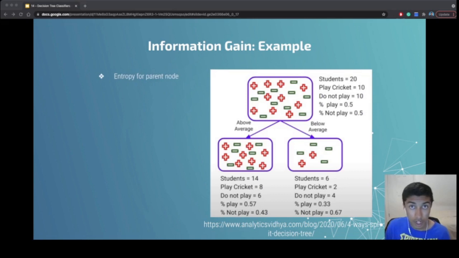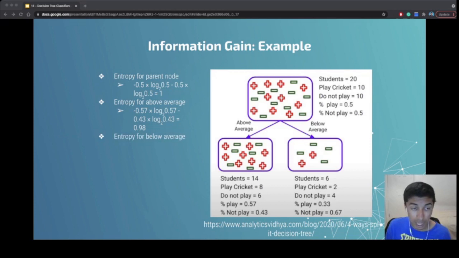Now the first step here is going to be finding the entropy for the parent node. By using the formula for entropy, we can simply do negative 0.5 times log base 2 of 0.5 minus 0.5 times log base 2 of 0.5, which comes out to being 1. Then we follow the exact same steps for the entropy for the above average node. Once again, we do the exact same for the below average node.